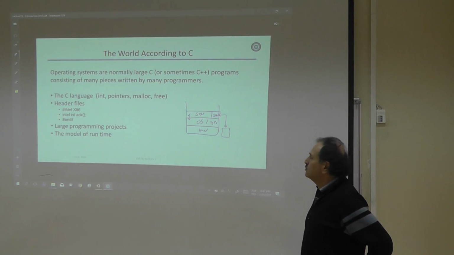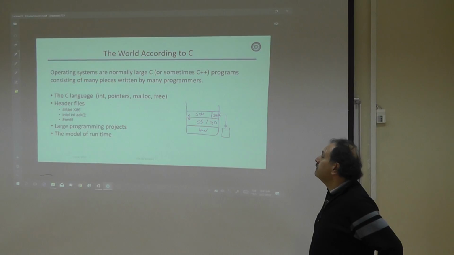Usually there are hundreds of people working on the same operating system project. So those interfaces are very, very important.